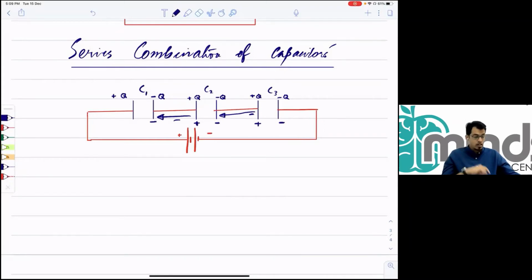Yes, sir. Okay, so this way, capacitors in series will keep on getting charges. Now, what you will agree, the way these capacitors are getting charges, can I say all the capacitors will receive the same amount of charge?